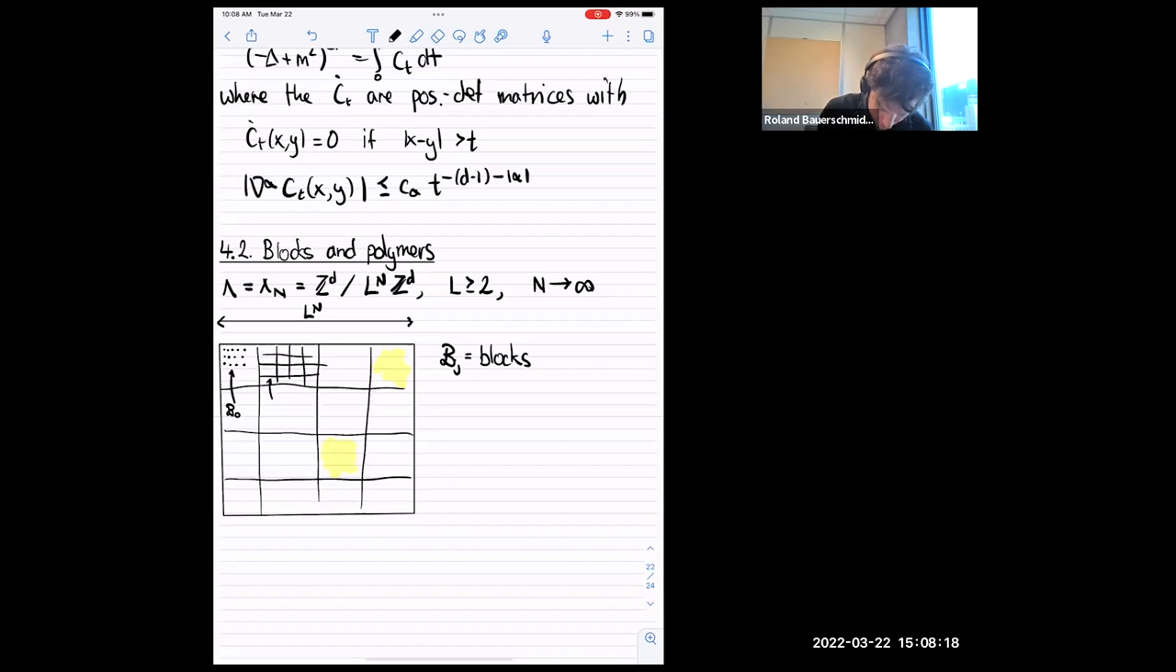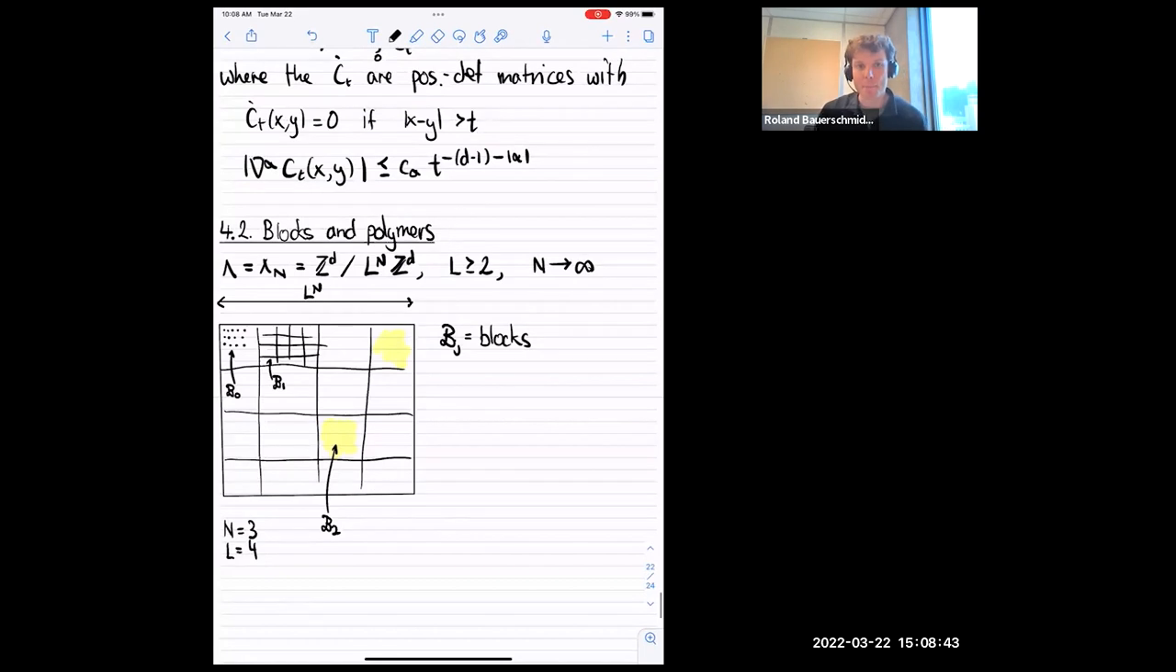So maybe these are B one. Then the yellow blocks are in B two. And the full torus is B three, if this example is n equal to three. So I guess this example is n equal to three and L equal to four, something like that. So these are blocks.